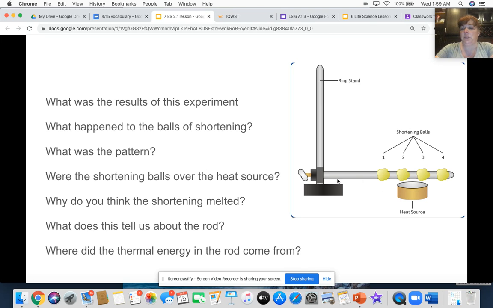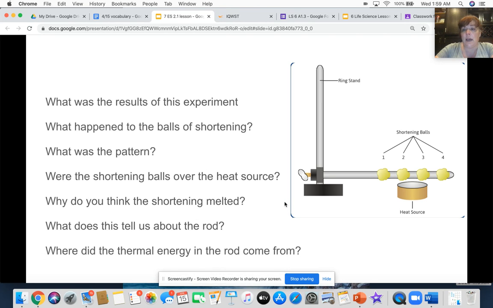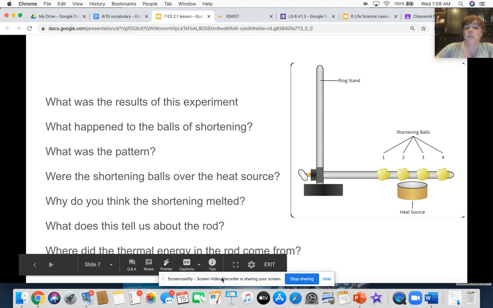The heat source should be down here. Okay, were the shortening balls over the heat source? No, they weren't. Okay, they were down at the other end. The heat source was down here. What does this tell us about the rod? That tells us that this metal can conduct thermal energy. Where did the thermal energy in the rod come from? It came from the heat source.